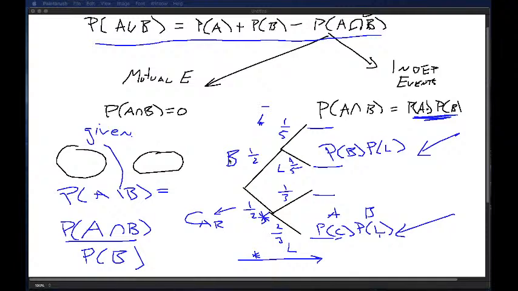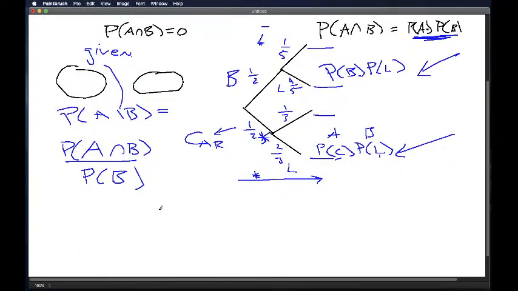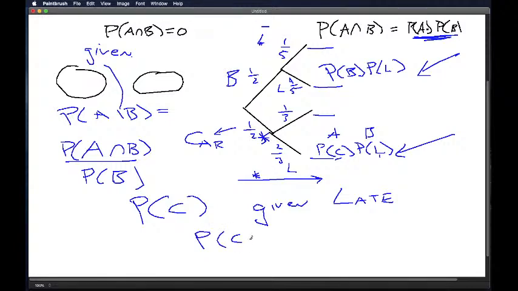I can give you a conditional probability example from this tree diagram. I could say, what's the probability that you take the car given that you're late? So it's the probability of taking your car given that you're late. Most of you got this on the re-quiz. So it's car and late over just late.